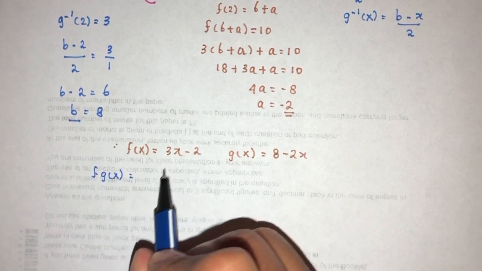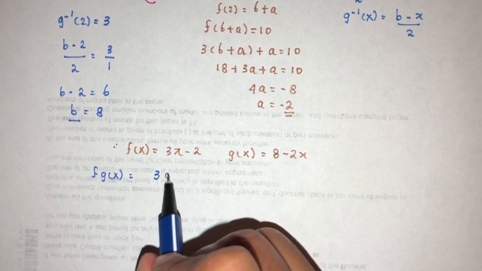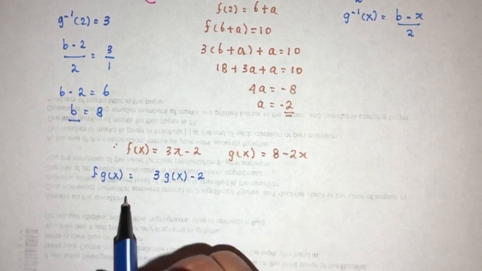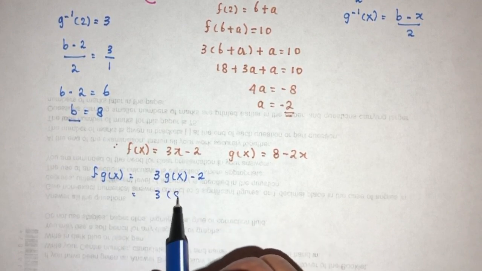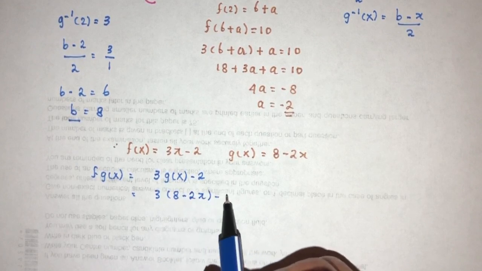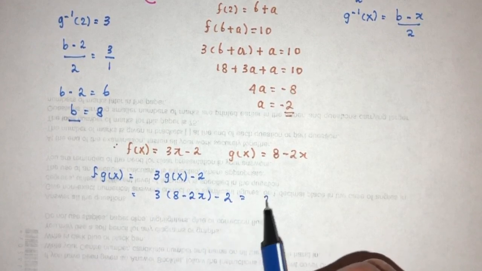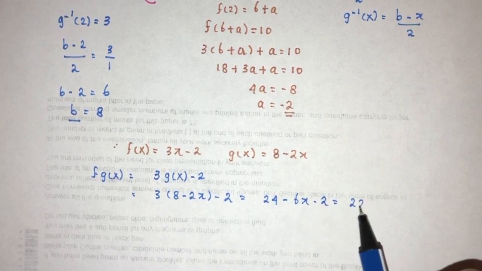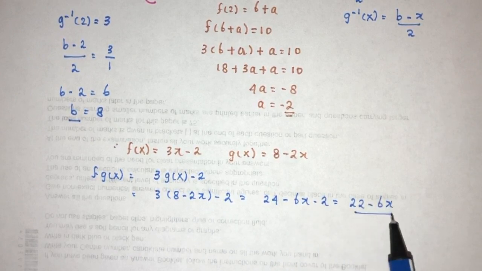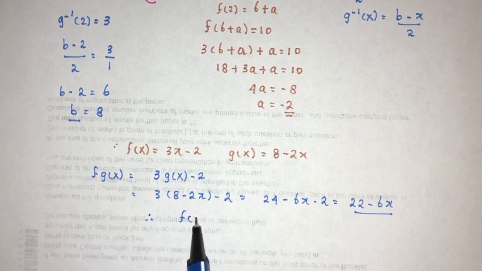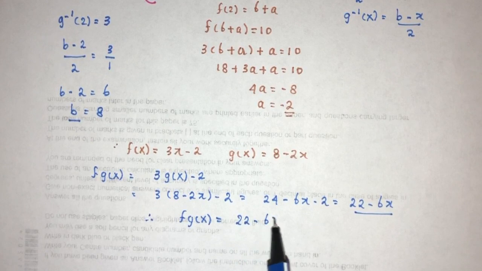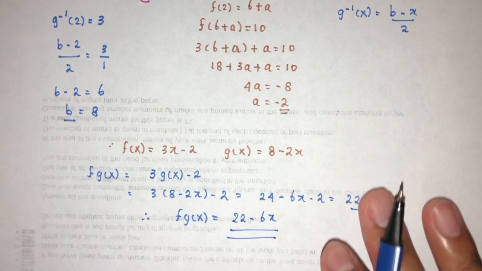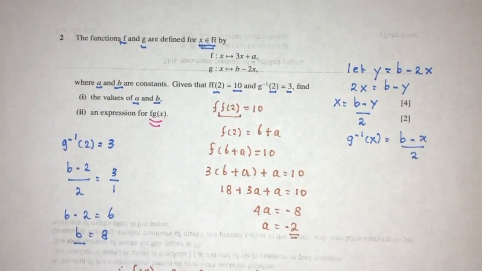So pretty easy. f is 3x minus 2, so it will be 3 times g(x) minus 2. That should be 24 minus 6x minus 2. That should be 22 minus 6x. So fg(x) will be 22 minus 6x. Okay, and that will be part 2 of your question, to find an expression for fg(x).